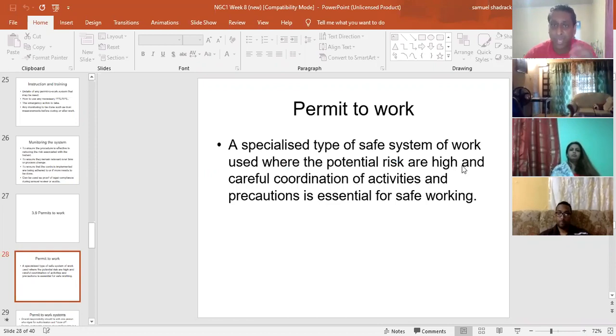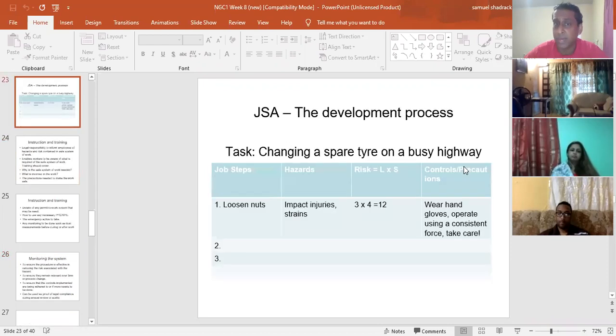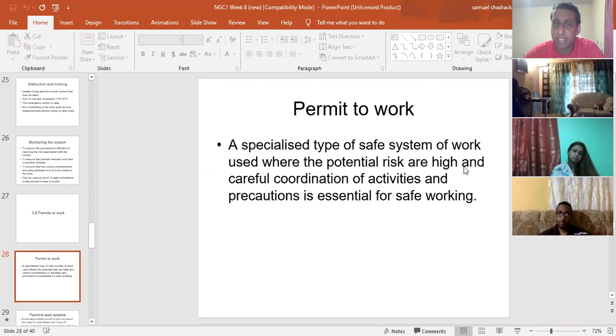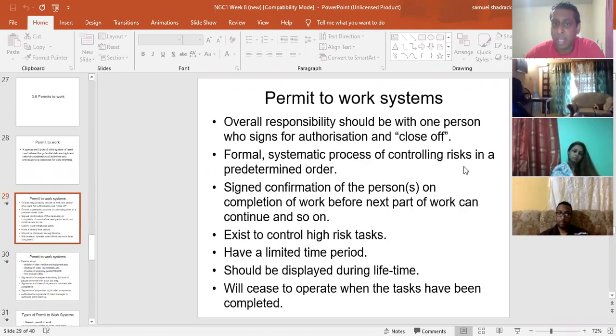The two types of safe systems of work are quite different in terms of their format. But what you should know too, to keep it simple, is that a safe system of work could be meant for everyday activities. In fact, what you saw here was changing a spare tire on a busy highway. Not to say that's an everyday activity, but it's more for normal activity. Whereas a permit to work is only meant for those activities that are high risk. So if you don't know what that is, of course, it's on this slide.